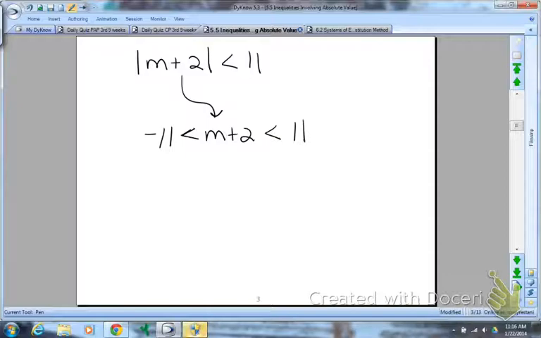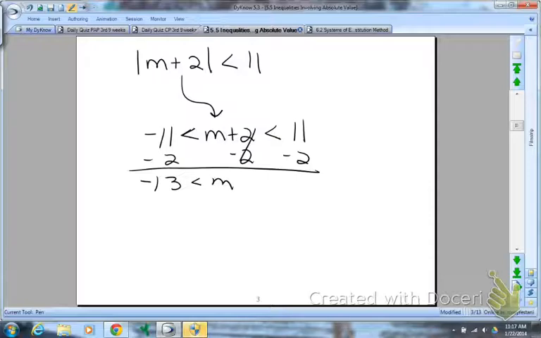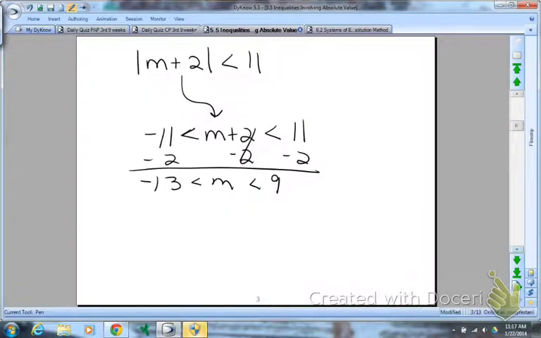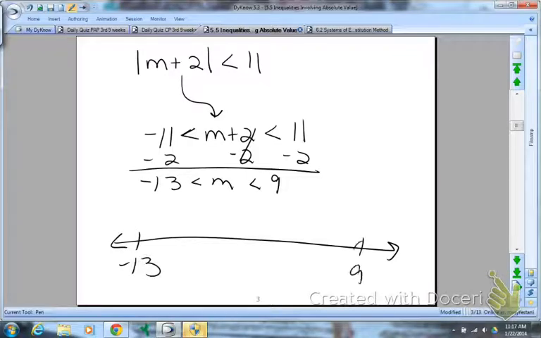Now, this is a review of 5.4 where we're going to get m by itself, so we're going to subtract 2 on both sides. And we get negative 13 is less than m is less than 9. Now, is this the same thing that we got the first time, right here? Could you do either way? Absolutely. And the graph would be the same thing. Negative 13, 9. Okay. Now, that only works for less than.